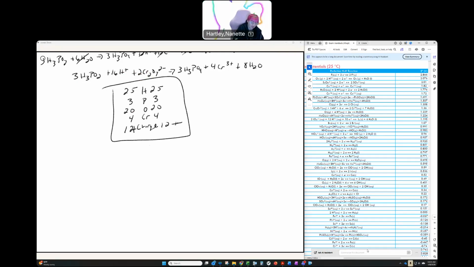On the other side of my equation, 3 times 3 is 9 hydrogens plus the 16, again, 25. I have 3 phosphorus. Here I have 12 oxygen, and then 8 over here gives me a total of 20.